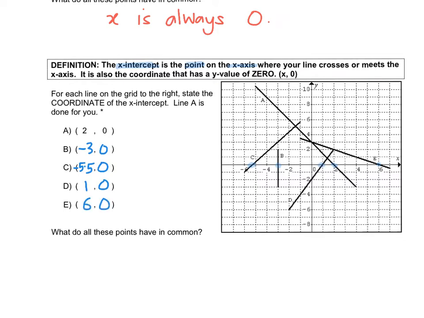And again, what do all of these points have in common? Their y is always 0. So the general coordinate for all the x-intercepts will be x, 0, because their y value is always 0. We write the letter x to represent any number that would fall on the x-axis.